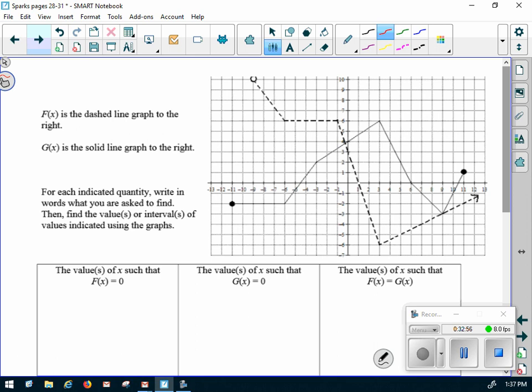Okay. F is the dashed line. G is the solid line. For each indicated quantity, write in words what you are asked to find. That's a big deal in this curriculum, writing down in words, describing what you're trying to do. Then find the values or intervals. All right, we can do that.